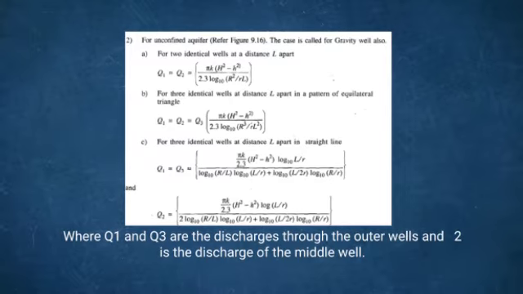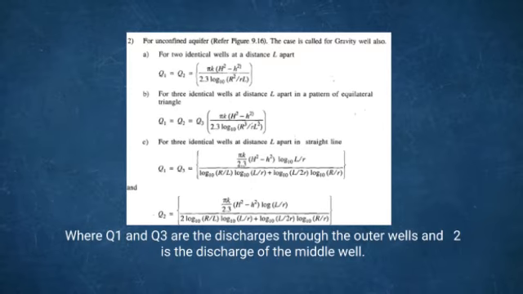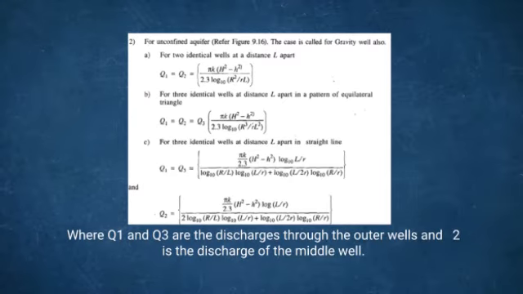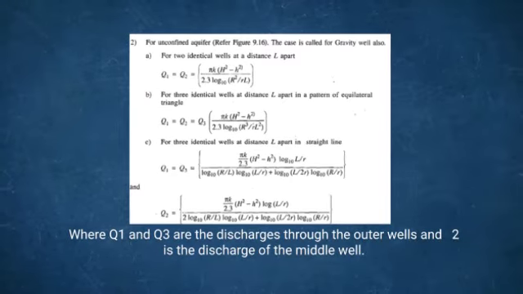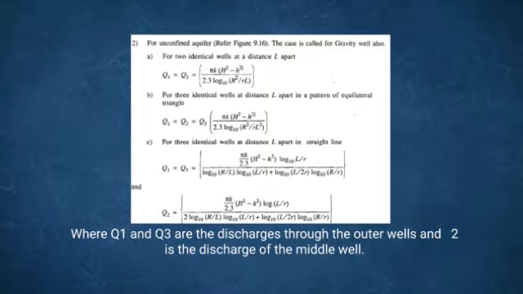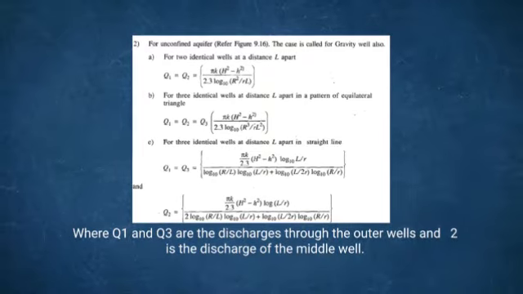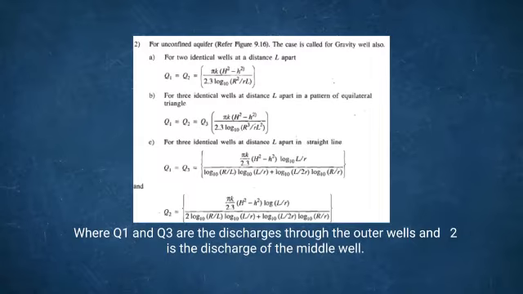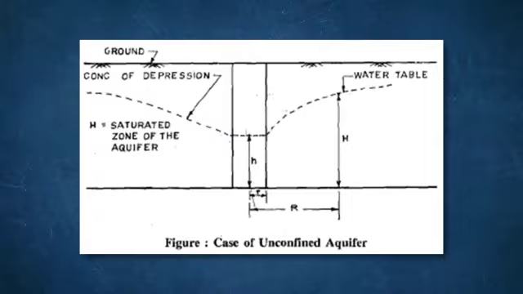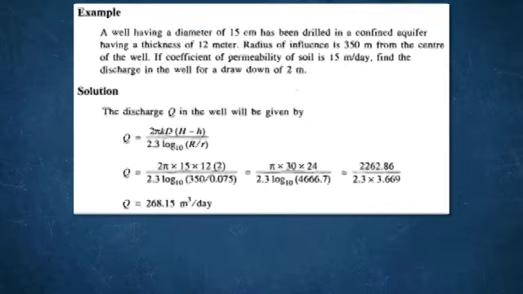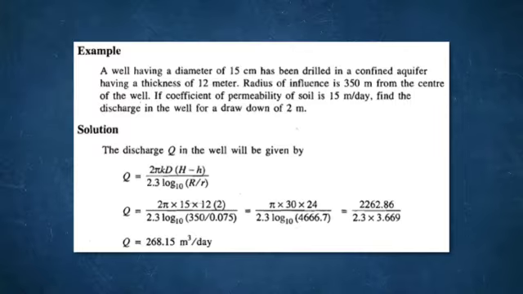the whole divided by 2 log10(R/L) × log10(L/r) plus log10(L/2r) × log10(R/r), where Q1 and Q3 are the discharges through the outer wells and Q2 is the discharge of the middle well. So this is the case of the unconfined aquifer. Here we will discuss some examples on that.